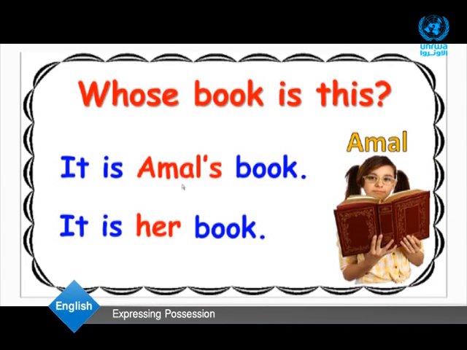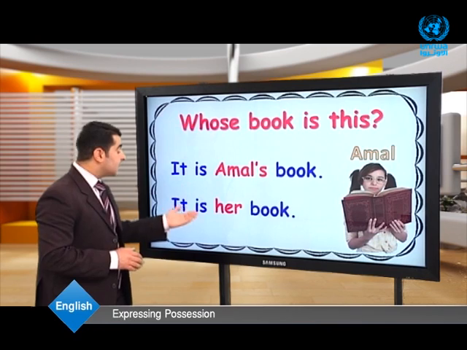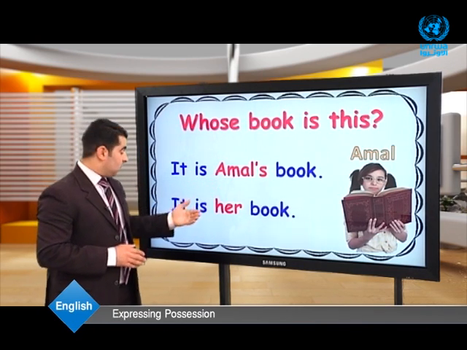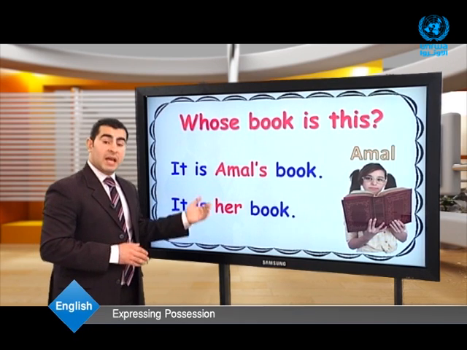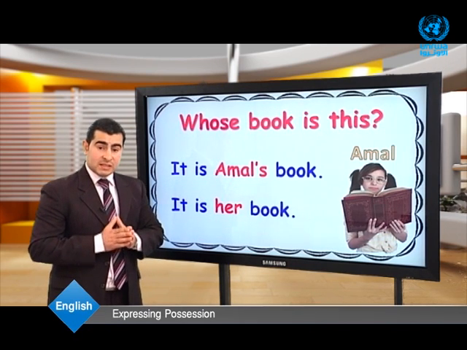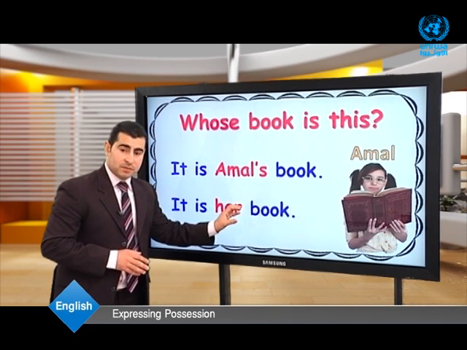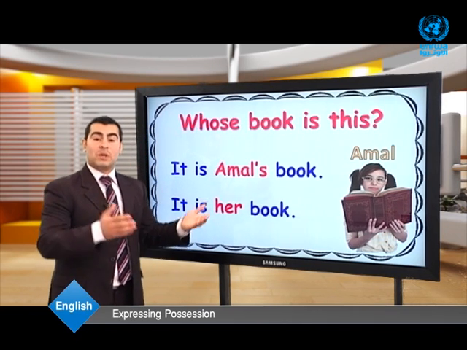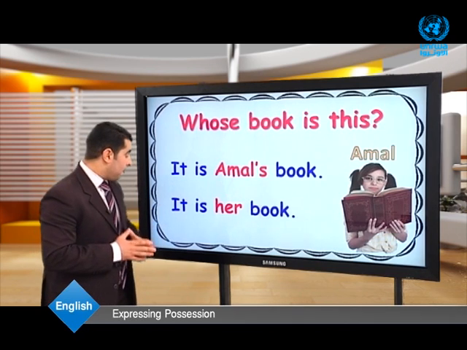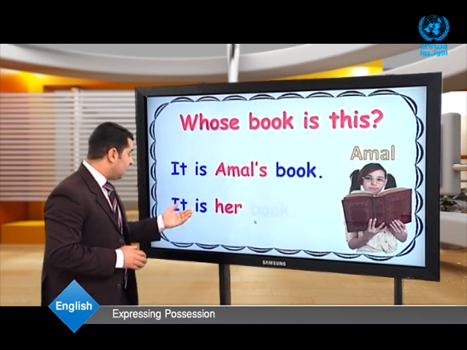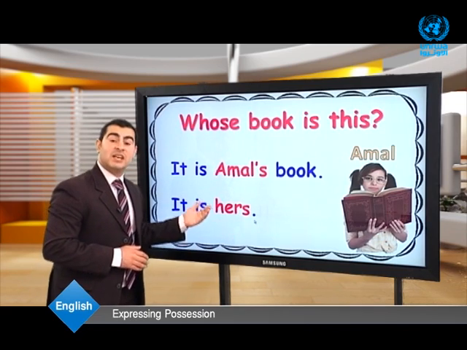Now, we will show possession in a different way. We can say it is her book. Her refers to Amal. So, it is her book. Now, dear students, as we have learned, we can delete the word book because we know what we are talking about. So, instead of saying it is her book, we say it is hers.